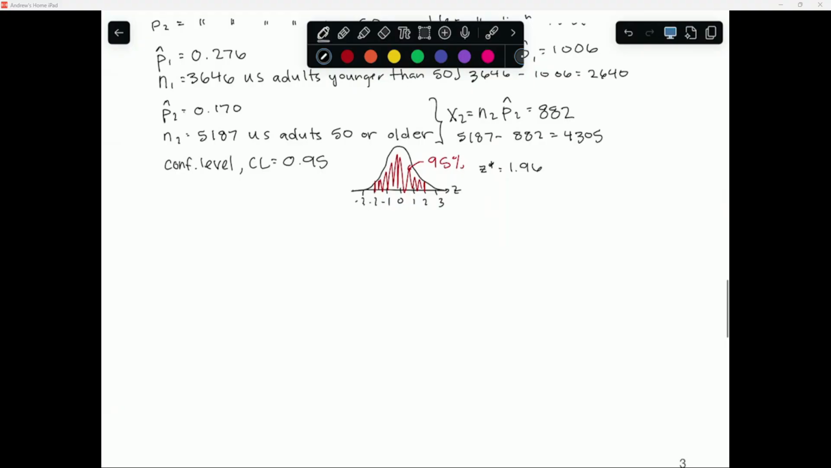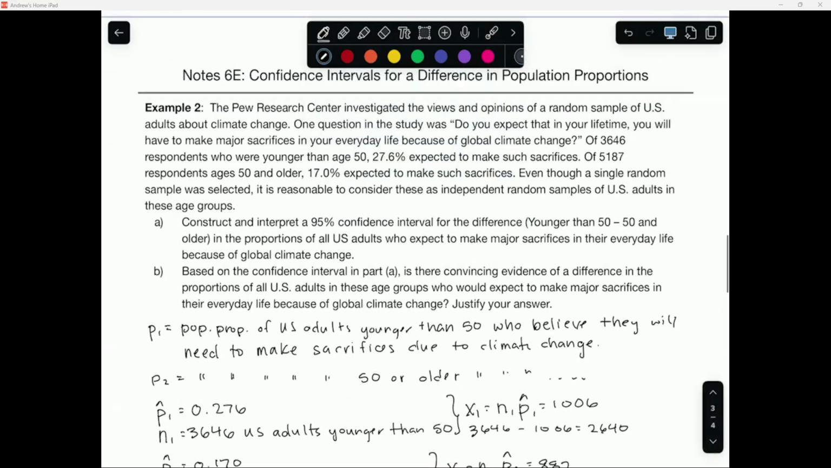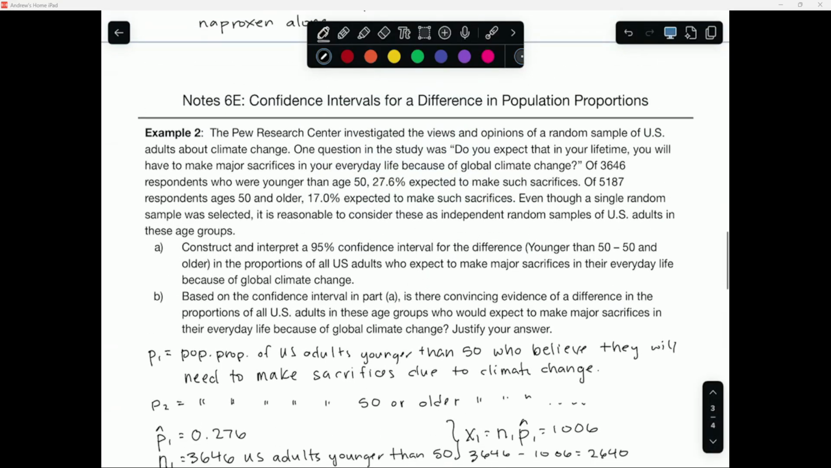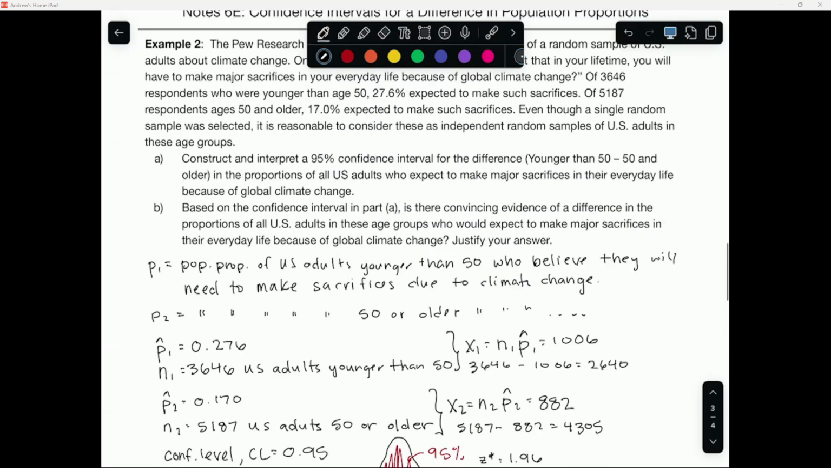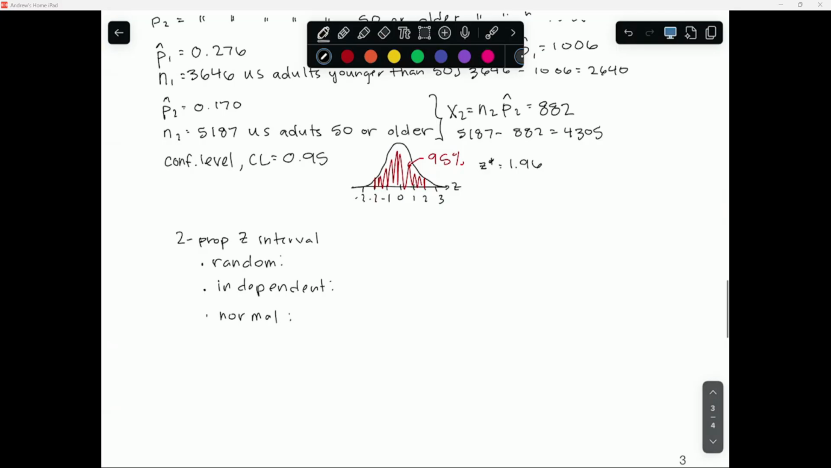Okay, next step is the plan stage. So we're doing a 2 prop Z interval. I need to check 3 things in order to do that. Random, independent, normal. So for random, we are told that random sampling was used. It says even though a single random sample was selected. So we are told random sampling was used.